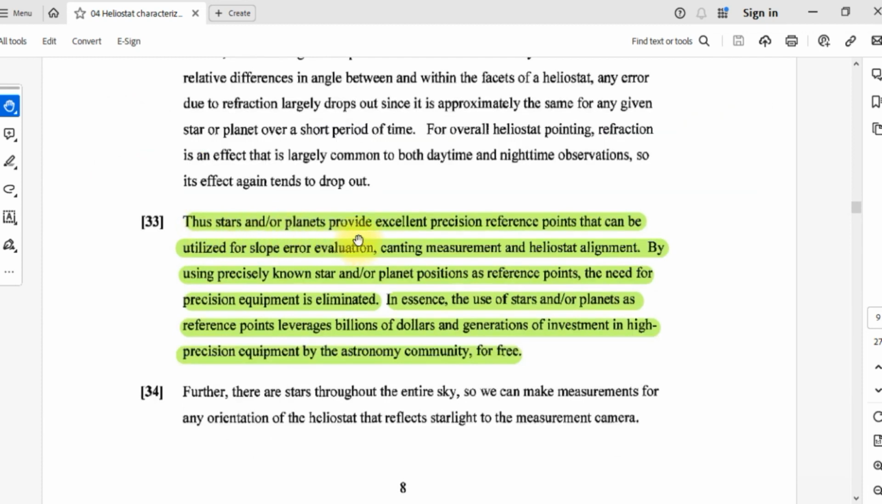Thus, stars and planets provide excellent precision reference points that can be utilized for slope error evaluation, canting measurement, and heliostat alignment. By using precisely known star and planet positions as reference points, the need for precision equipment is eliminated. In a sense, the use of stars and planets as reference points leverages billions of dollars and generations of investment in high precision equipment by the astronomy community for free. So the fact that stars do not change their position saves them a lot of money.